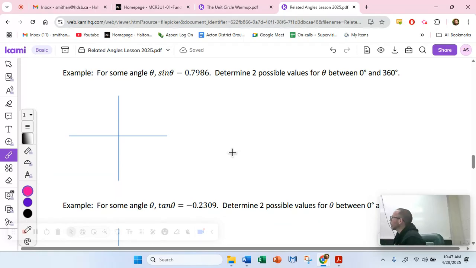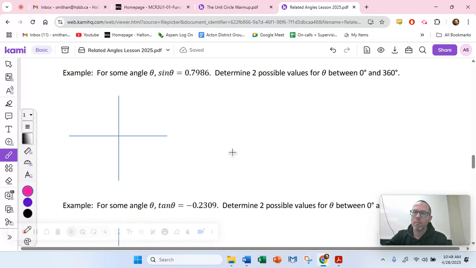So in this question, I'm thinking of an angle, or maybe angles, that have a sine ratio of 0.7986. Grade 10U would be able to give me one, the one your calculator gives you between 0 and 90. A grade 11U will be able to find the other one by using your knowledge of related angles. I will help you with this one.